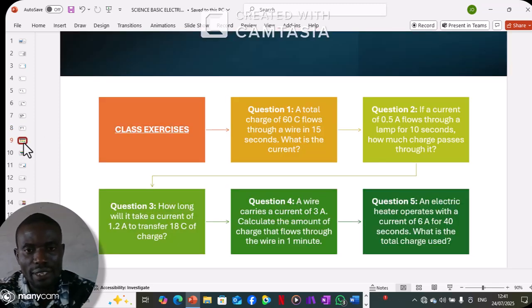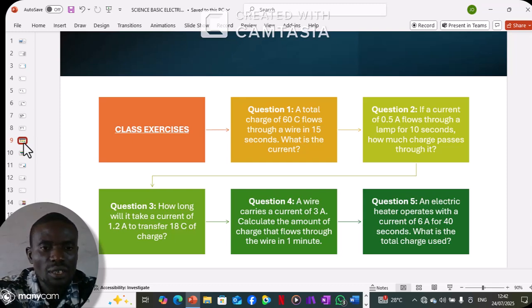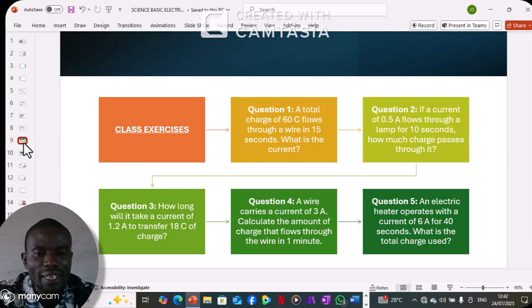Okay. Now, I gave you some questions to do. Look at it. You have this question. Go through it, and you should be able to do it. All the parameters are there in question one. You are given Q, and you are given T. You have to find I, current. In question 2, you are given current. You are given time. You have to find quantity of electric charge, that is Q. In question 3, you are given current and the quantity of charge. You have to calculate time. So it's very simple.